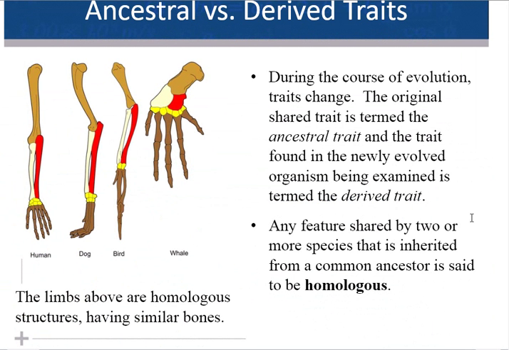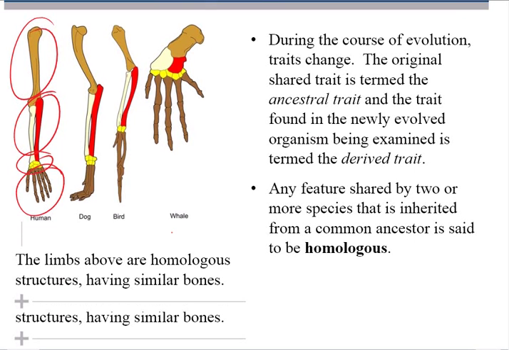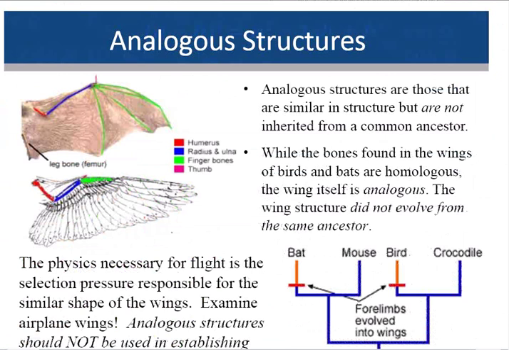So some great examples here. The limbs on the left are homologous structures because they have very similar bones, and they inherited this pattern of bones: one upper arm bone, two lower arm bones, a group of bones in the wrist, and then a group of bones that are like fingers. That pattern shows up in all of these individuals, even though they're very different structures. An arm, a leg of a dog, the wing of a bird, the flipper of a whale are all homologous because of their internal structure. And they reveal that they have a common ancestor.